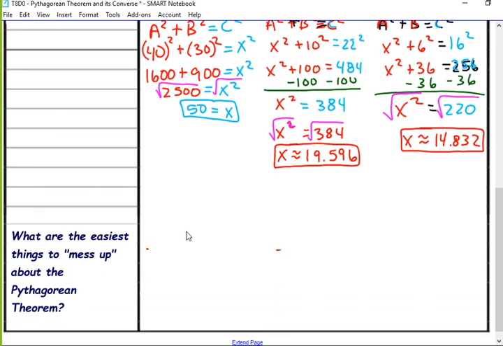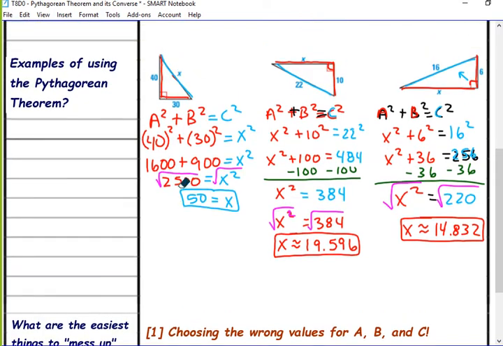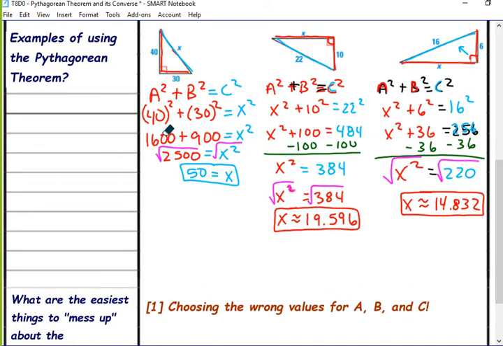If I'm using the Pythagorean theorem, what are the easiest ways to quote unquote mess it up? Well, number one, choosing the wrong values for A, B, and C, okay? I did these examples for you, although my guess is if I said, hey, try these on your own, there'd be a certain percentage of you that would, for the second problem, have written 10 squared plus 22 squared equals x squared, not thinking about what part goes where. That's really the mistake I see most often in the last 15 years of teaching geometry. By far, that's the most common error.